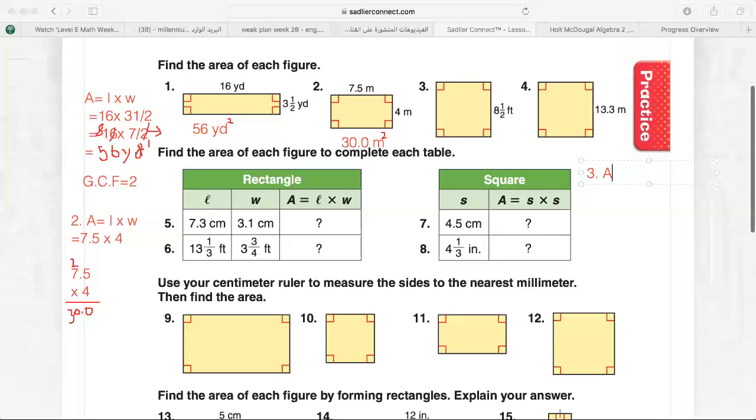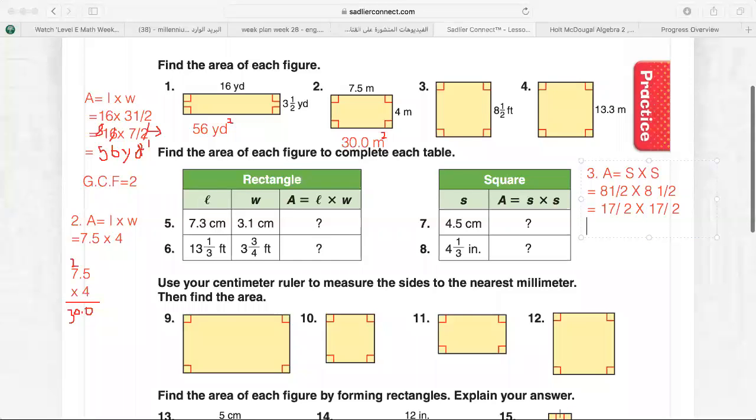Okay, number 2. Area of the square: side multiplied by side. So the side here is what? 8 and a half, multiplied by 8 and a half. I cannot multiply mixed numbers. What I need is to change the mixed numbers into a fraction. So 8 multiplied by 2 is 16, plus 1, 17 over 2 multiplied by 17 over 2.